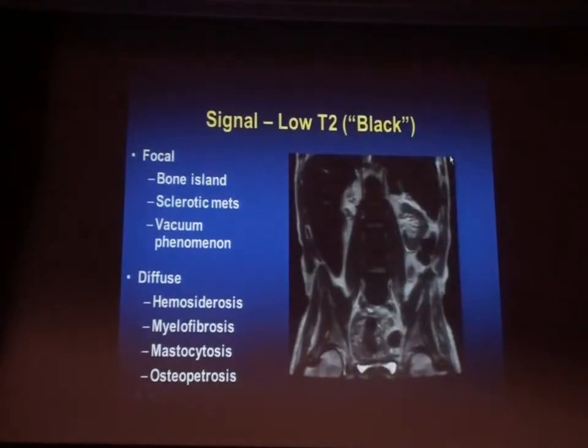So the other thing we want to look at is the T2 signal. And many things are high signal on T2, but a smaller subset of processes are low signal, actually black looking on T2-weighted images. Focal lesions, bone islands, sclerotic events, you're probably used to seeing those fairly commonly. And then diffuse processes like hemosiderosis, myelofibrosis, mastocytosis, osteopetrosis. And this is a case of hemosiderosis. So you can see low signal in the liver, low signal in the spleen, low T2 signal in the spine.